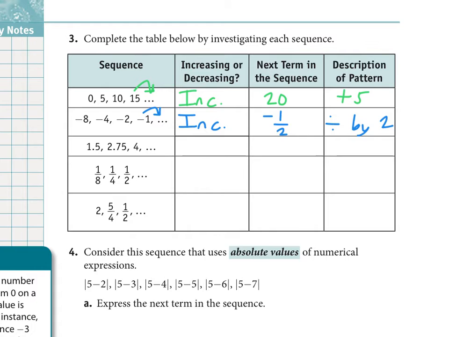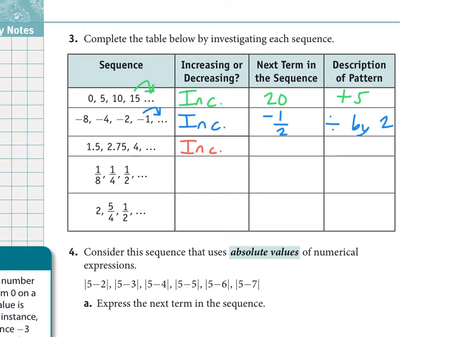Okay, the third one in the list here, we're going 1.5, 2.75, 4. So the numbers are definitely getting bigger. Now the question is, what is the pattern? We've got some decimals in there, so it might not be quite as obvious.